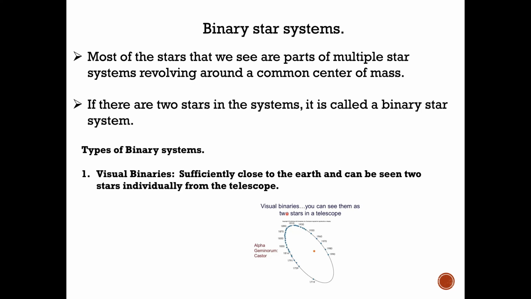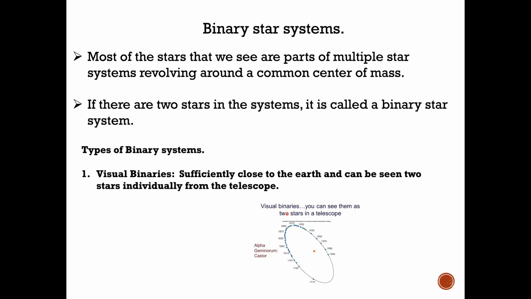Basically, binary star systems mean that you always have two stars, right? So those types of star systems we call binary star systems. Actually, most of the stars that we see are parts of these multiple star systems revolving around a common center of mass. Most of the time, what we see are actually binary stars, right? So we see multiple stars revolving around the common center of mass.